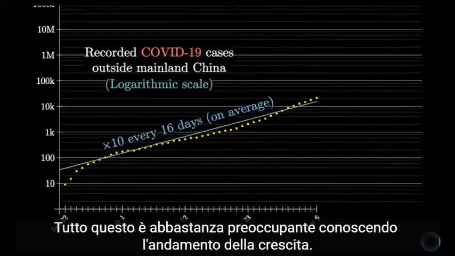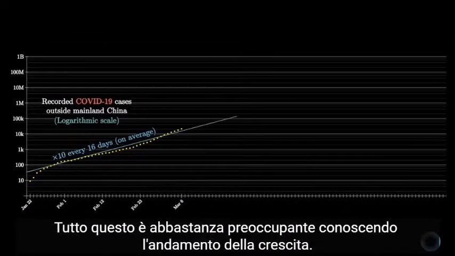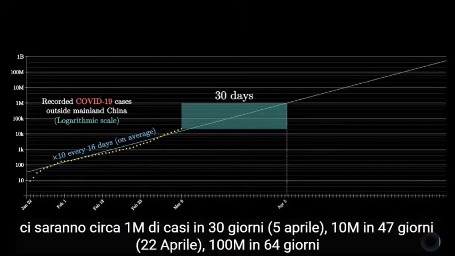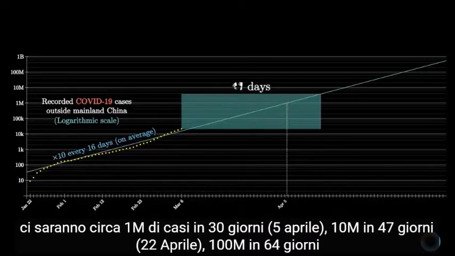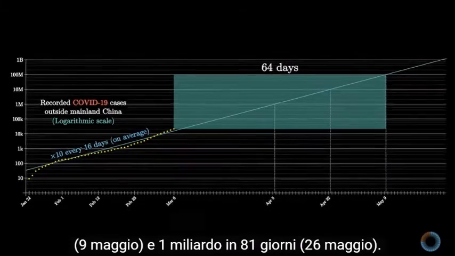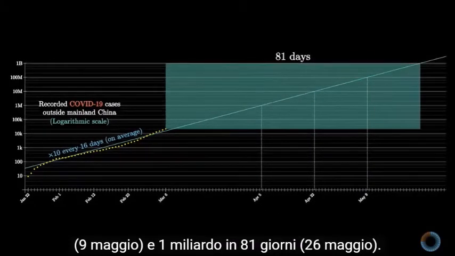Now this is, of course, rather worrying if you draw out the line. I'm recording this on March 6th, and if the present trend continues, it would mean hitting 1 million cases in 30 days, hitting 10 million in 47 days, 100 million in 64 days, and 1 billion in 81 days.